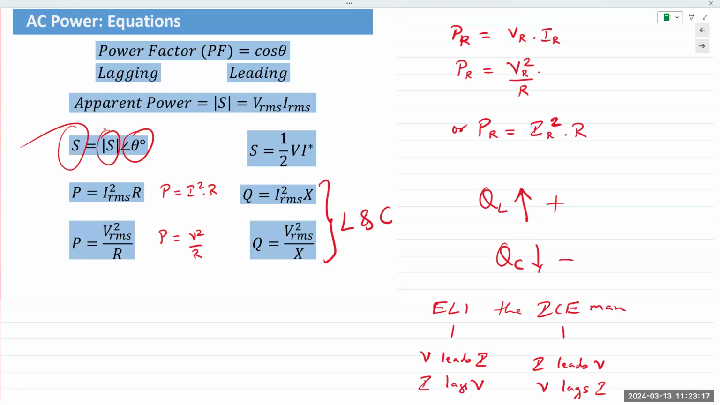Reactance. So ZL is jXL, and ZC is 1 over jXC. Reactance: XL is omega L, so ZL is j omega L. And XC is 1 over omega C.